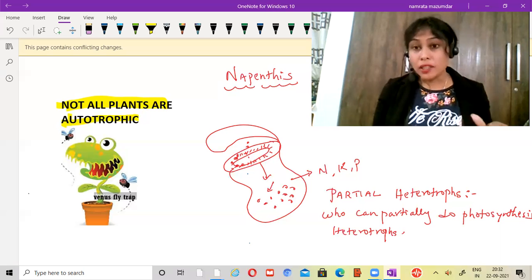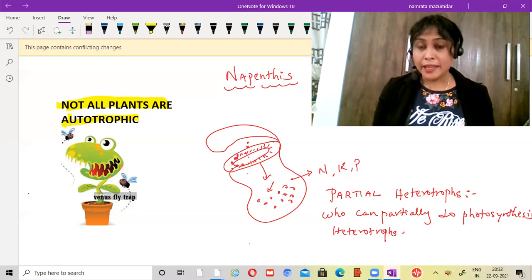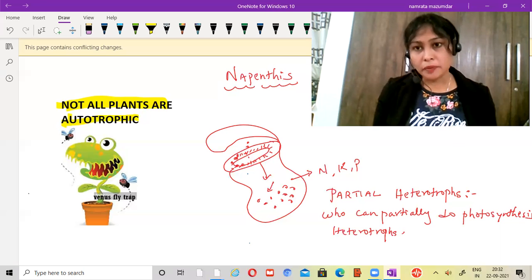So not all plants are autotrophic. Some insectivorous plants like Venus flytrap and Nepenthes are partial heterotrophs. I hope you got my answer.